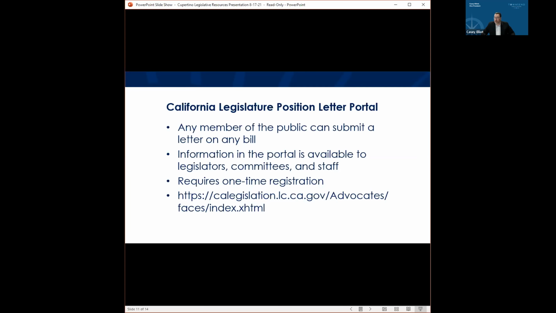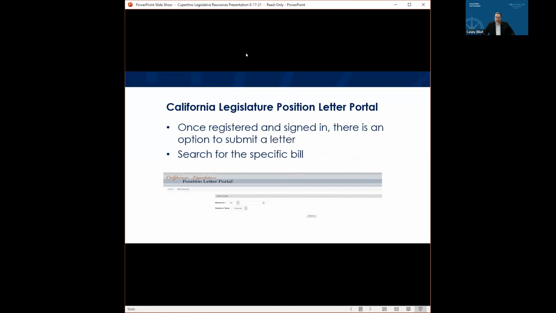To participate in the letter portal, it does require a one-time registration. And then after that, you can just sign into an account and post. In order to register, it's relatively easy. You just put in information. It sends you a link, you verify your email address and your password, and then you're good to go. Once you're registered and you sign back into the portal, there's an option to submit a letter. And then from there, an individual would just search for the specific bill that they are looking for.